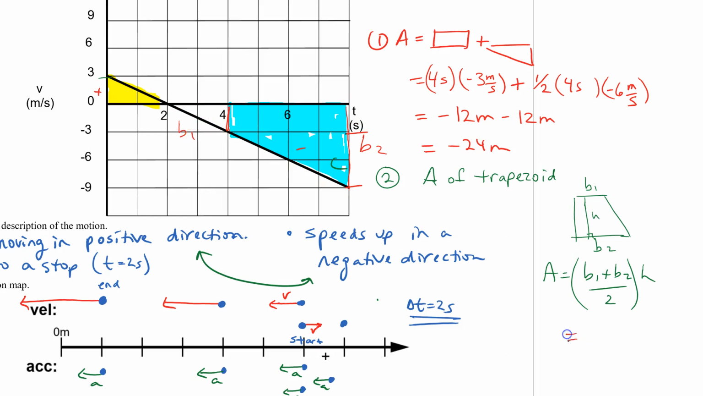So over here we could say base 1 is 3 meters per second, and this base is minus 9 meters per second, or 9 meters per second. I think what I'm going to do is just find the area and then at the end just call it negative. It might be easier than doing minus 3 and minus 9. Divided by 2, so the average of those two, and then multiplied by the height. The height in this case is going to be our 4 seconds.